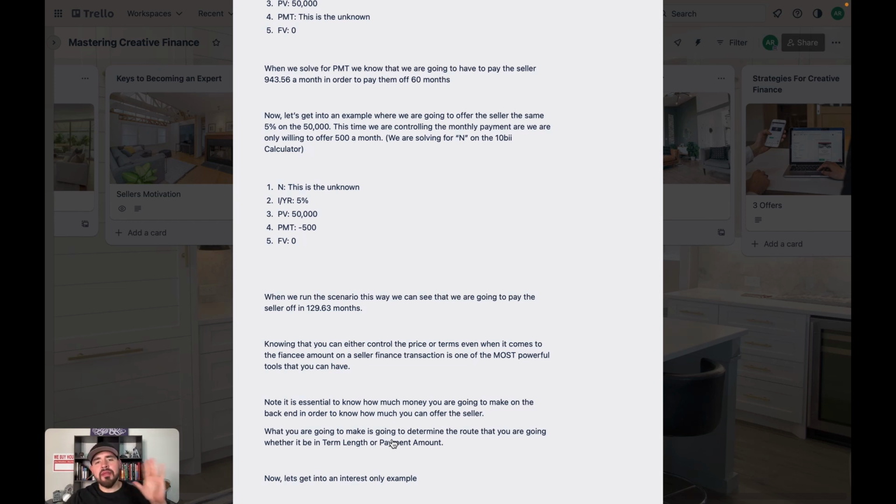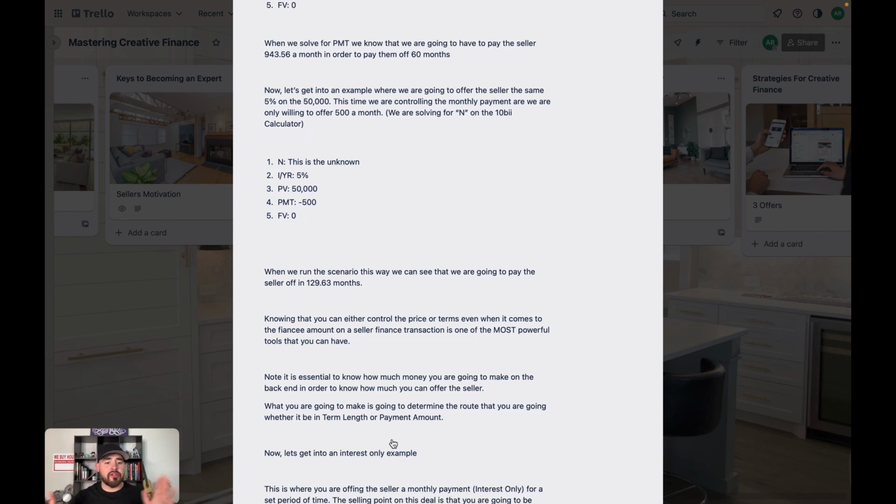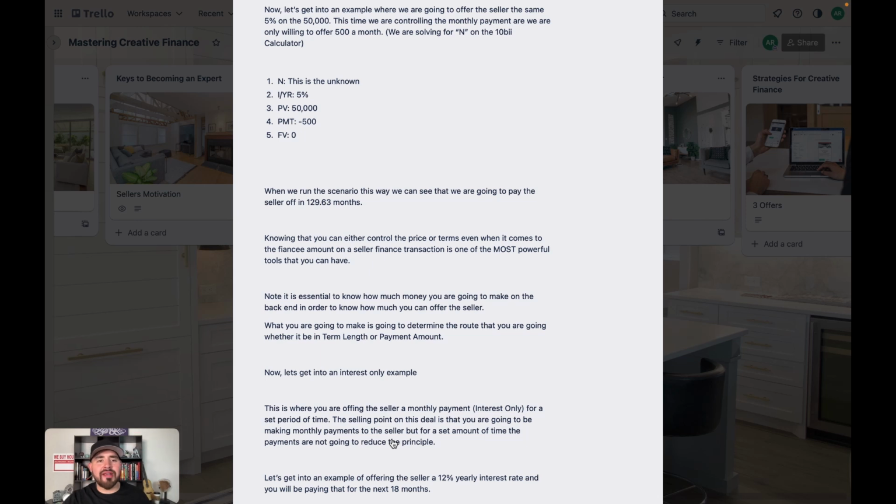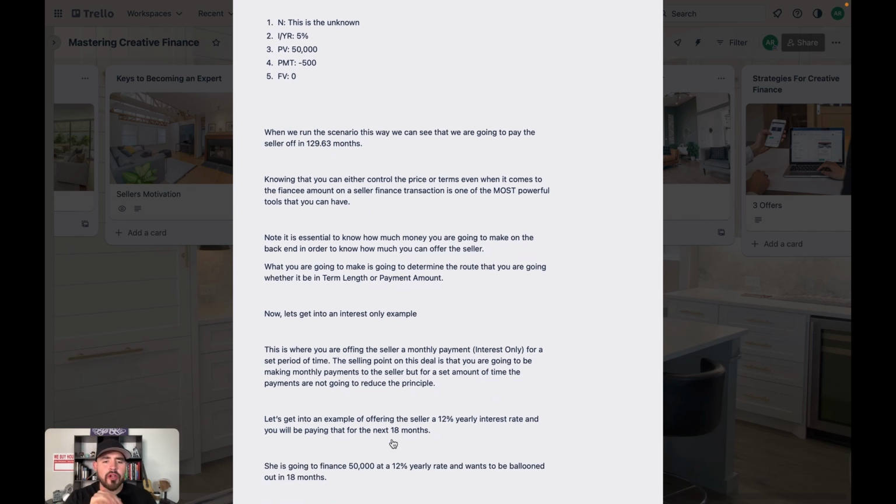I know I said it a lot, but it is very, very important that you always control either the price or the terms. Now, let's get into an interest-only example. Interest-only is where you're offering the seller a monthly payment, interest-only, for a set period of time.